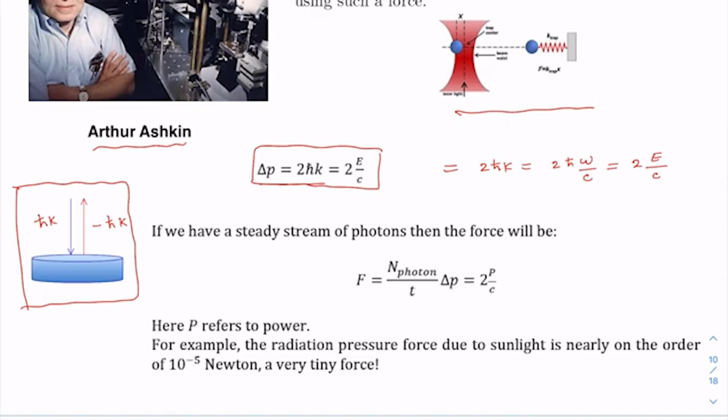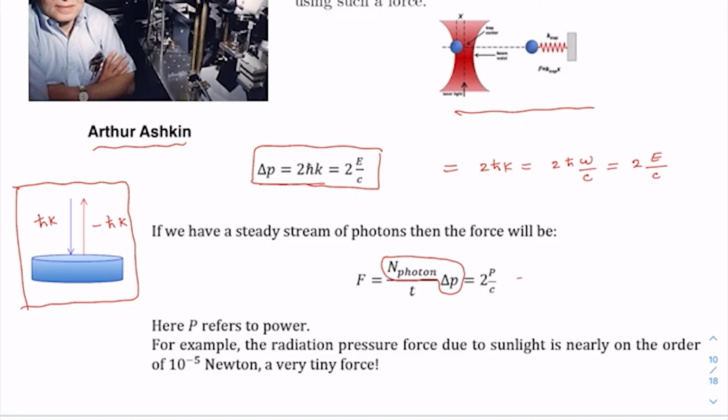Now if we have a steady stream of photons, suppose n number of photons are getting incident, then the total force would be, we know that the rate of change of momentum is the force, and total momentum would be the number of photons times the momentum change due to one photon, divided by the time.